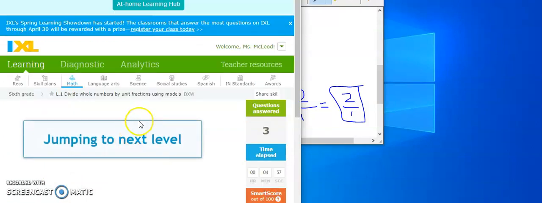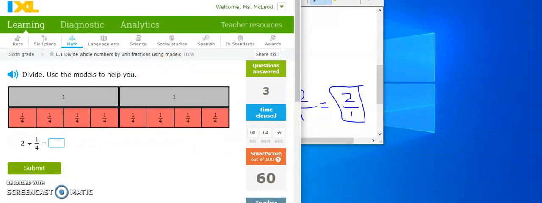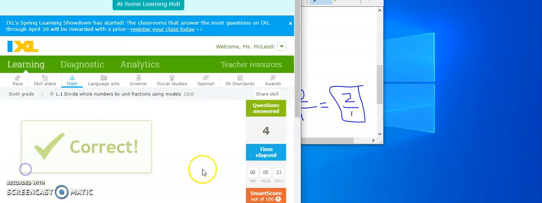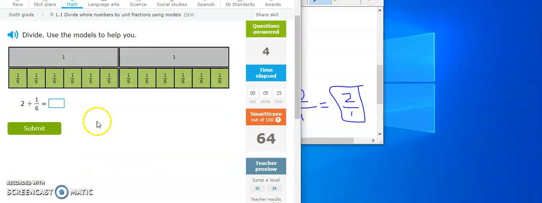All right, let's jump up another level. Now we're using multiple whole numbers. So now I have 2 divided by 1/4. So I have 2 wholes on top, and then I'm still dividing across by 1/4. Now it's not 4, because 4 is just 1 divided by 1/4. I have to count all of these. So 1, 2, 3, 4, 5, 6, 7, 8. Just by looking at that, I can easily count that that is 8. Correct.